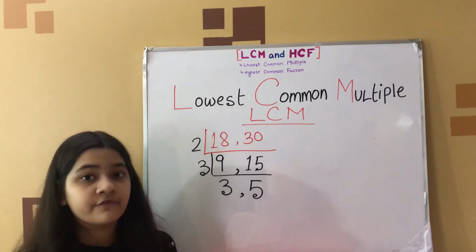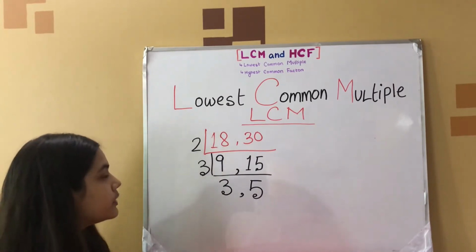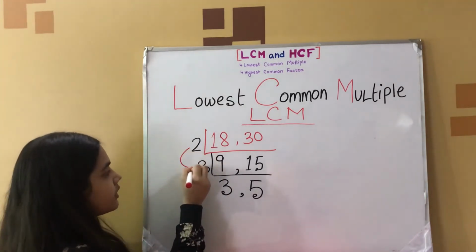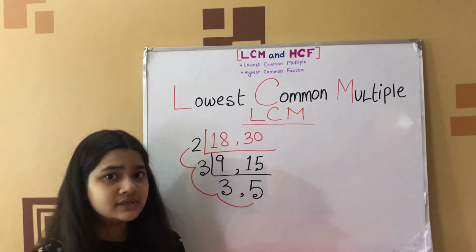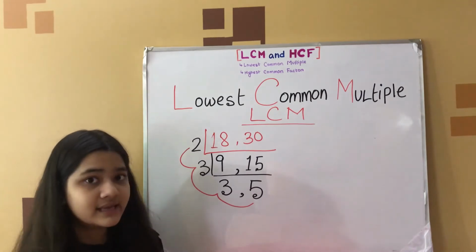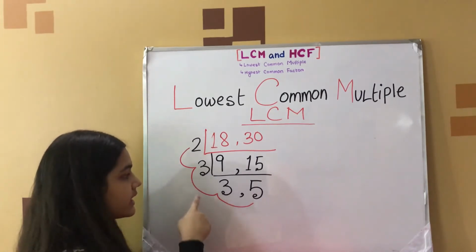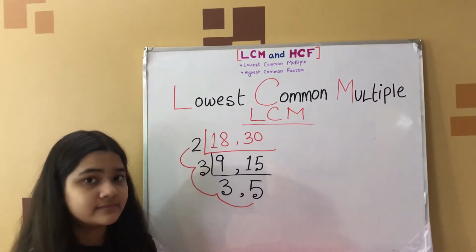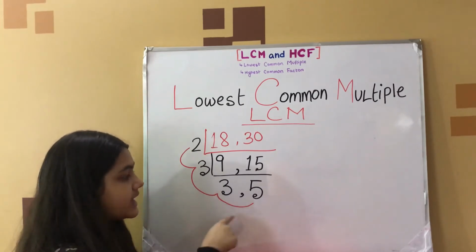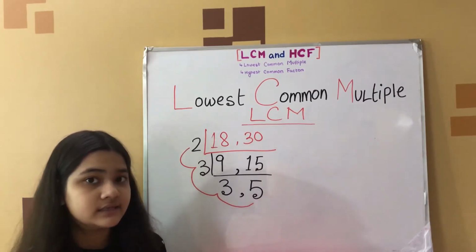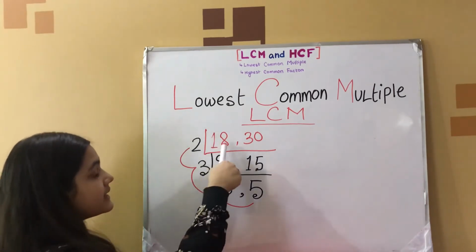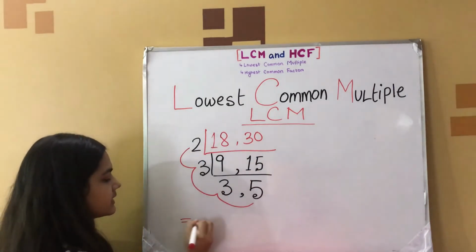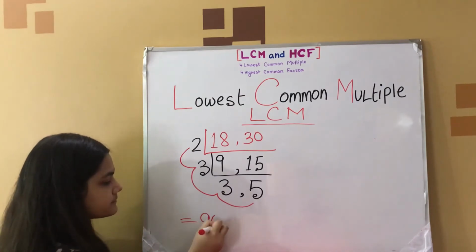And now to find the answer, we are going to multiply all the numbers which are on the outside. 2 times 3 is 6. 6 times 3 is 18. 18 times 5 is 90. So the LCM of 18 and 30 is 90.